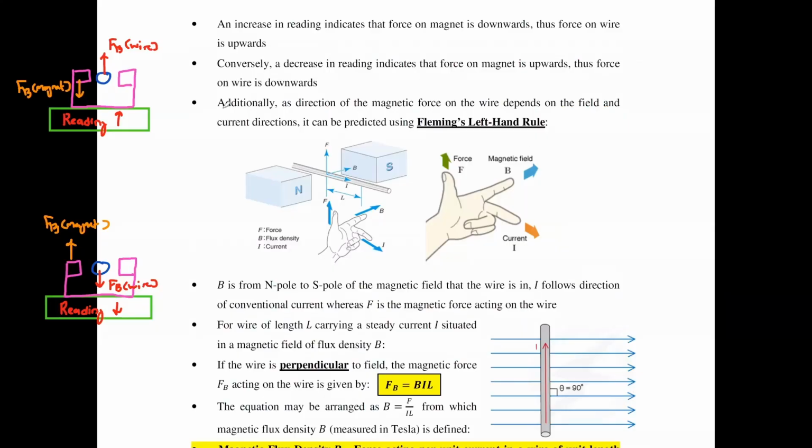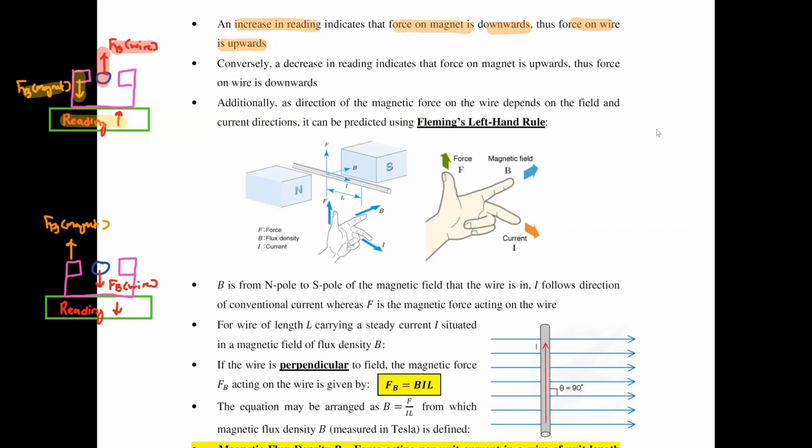Since the top pan balance reading is actually caused by the magnet resting on top of it, if you have an increase in reading, that means something is actually pushing down on the magnet. The force on the magnet is downwards, and thus, according to Newton's third law, the force on the wire should be upwards. So if you look at the diagram on the left here, when your reading increases, something must be pushing down on the magnet. The force on the magnet must be downwards. And then according to Newton's third law, the force on the wire must be opposite in direction. It must be upwards here in this case.